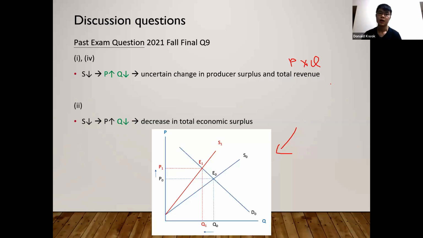Okay, so how about statement 2, about the total gains from trade? A decrease in supply will lead to a decrease in the quantity traded. And when we are talking about the total gains from trade or total economic surplus, the higher the efficient quantity, the larger the total economic surplus, and vice versa. So a fall in equilibrium quantity will lead to a decrease in total economic surplus. So statement 2 is actually correct.